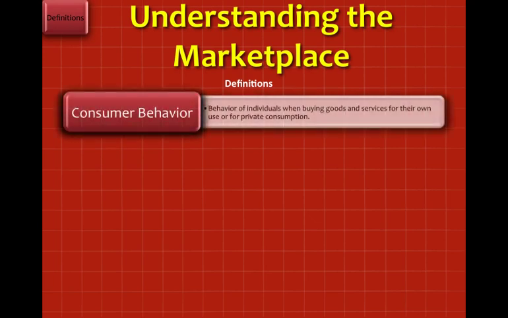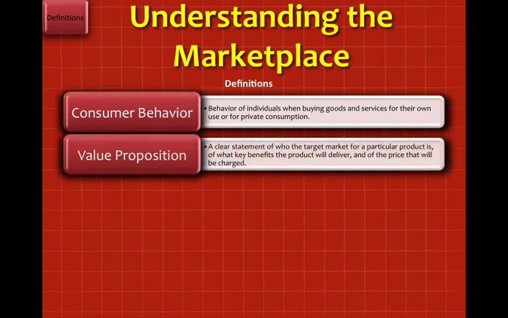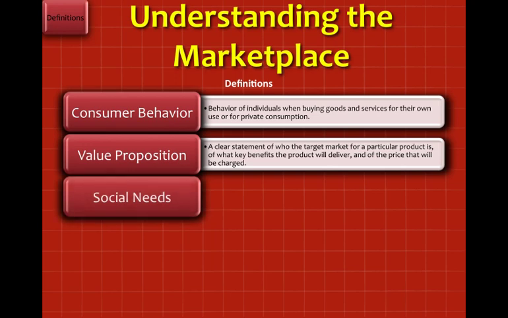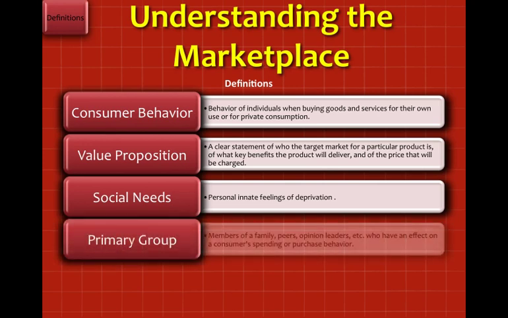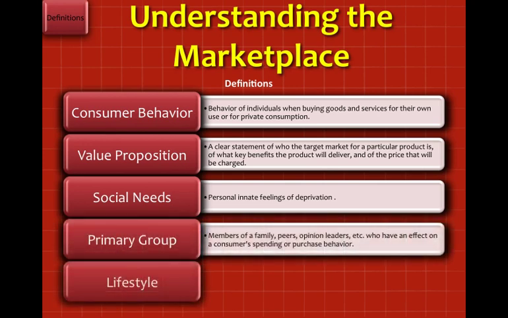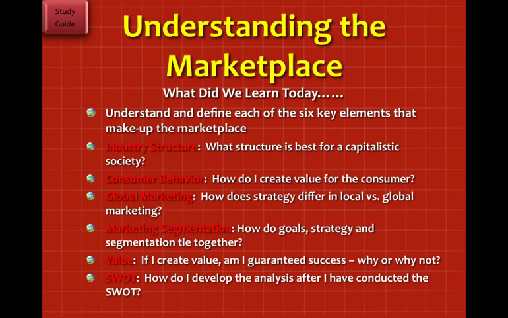Here's some definitions that probably would be helpful for you to make sure that you understand: consumer behavior being one of those, the value proposition being yet another, social needs being the third one. The ability to look at primary groups is yet another. And then last but not least, lifestyle as a definition that may be beneficial for you. So what did we learn today? Well, we've got this structure we operate in the marketplace, and it helps us understand the playing field by which we're going to market, and it's an introduction to that as we then foray into deeper how we then operate effectively on this playing field.